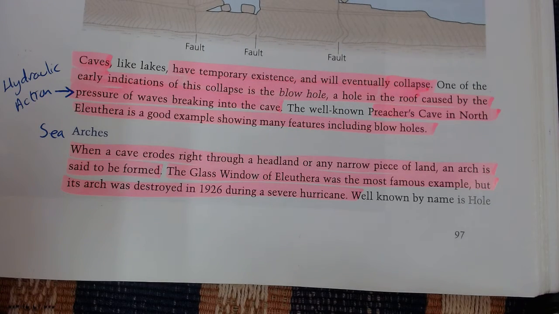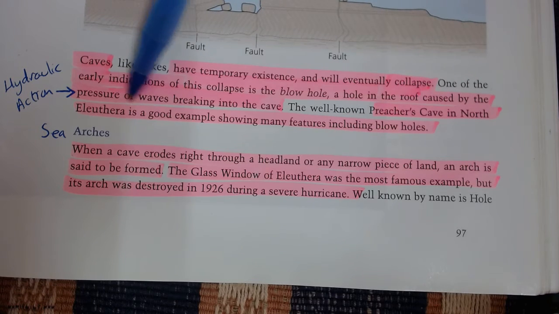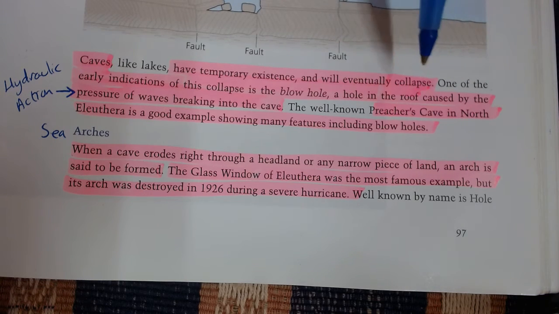the waves are free out in the ocean. When they're confined or pushed into a small cave, they become more explosive, okay, and they blast against the roof and the sides of the cave. So a blowhole is the first sign that the whole roof of the cave is about to collapse. All right. Preacher's Cave in North Eleuthera is a good example, showing many features including blowholes. So again, Preacher's Cave is a very good example. For those who do GGYA, we go there.